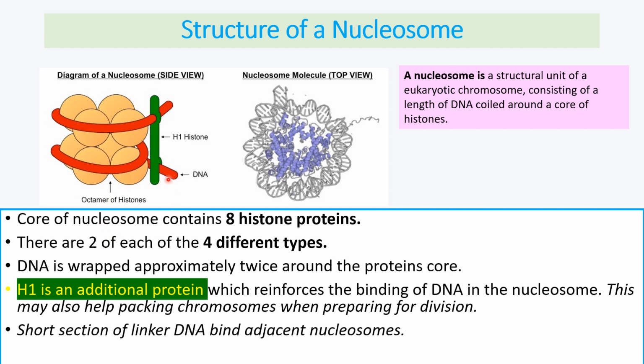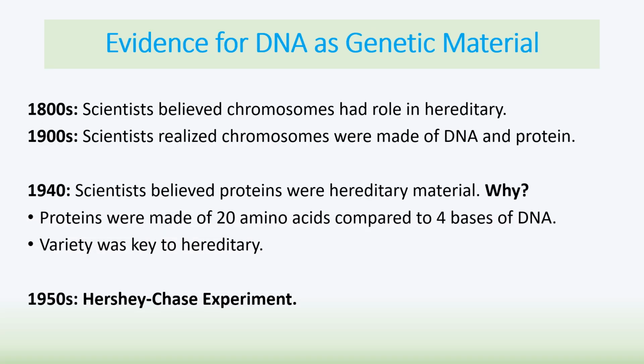Then there is a short section of DNA, which is pictured here, which will bind to the next nucleosome, and so on and so on. So chromosomes will be lots of nucleosomes attached to each other. Now bacteria don't have any histones, so they don't have nucleosomes, so they have what we call naked DNA.